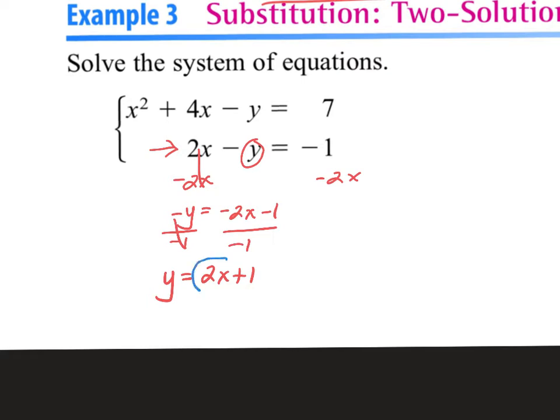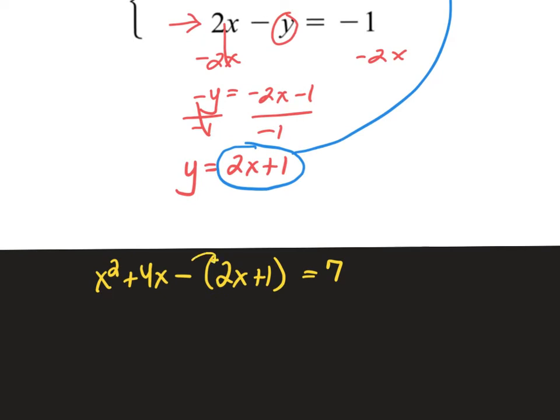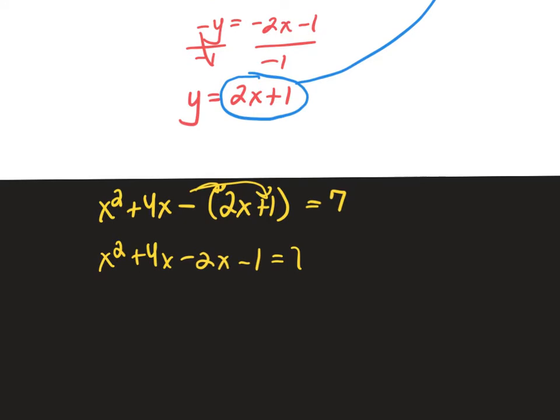So I'm going to take this expression right here, 2x plus 1, and I'm going to plug it in right there. So when I solve this, I have x squared plus 4x minus 2x plus 1 equals 7. Very important that you guys pay attention to what you're doing. Can I just go through and just, bam, combine like terms? Why not? I have to distribute this negative, right? So I have x squared plus 4x minus 2x minus 1 equals 7. What can I do now?